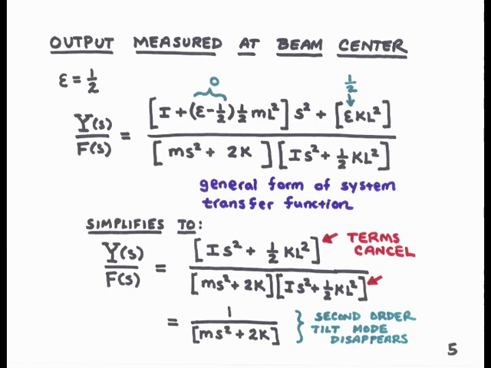And you'll notice the same term in the numerator and the denominator. These terms will cancel out. That's pole zero cancellation. That is what's making the tilt mode unobservable. And so the transfer function then becomes 1 over ms squared plus 2k. That is, we just see the bounce mode.